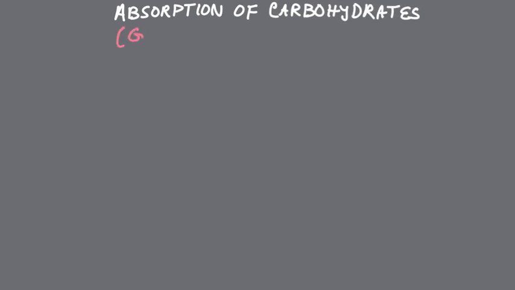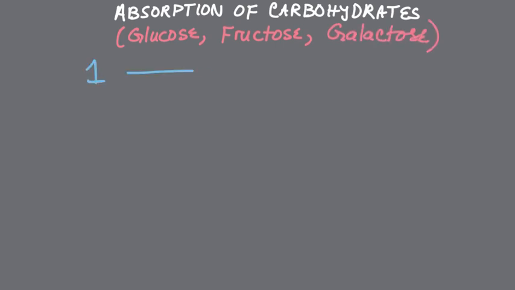Absorption of nutrients takes place in the small intestine. The molecules must move from the lumen to the intestinal wall, to the interstitial space, into the capillary. The carbohydrates that must make this journey are glucose, fructose, and galactose. So we are moving from the lumen, entering the intestinal cell, leaving the intestinal cell, and entering the capillary.